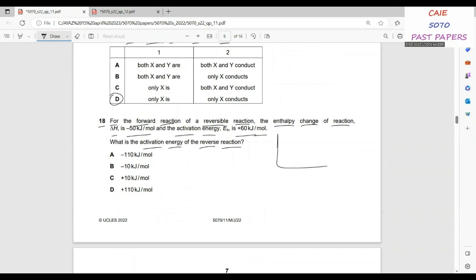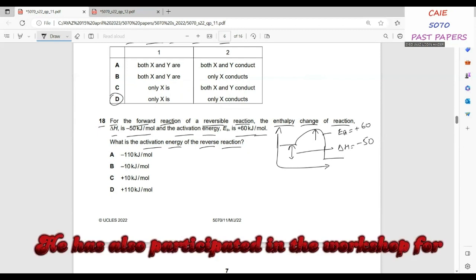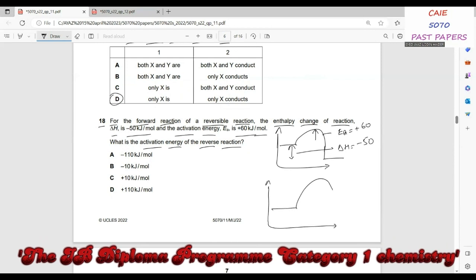So forward reaction, the enthalpy change for forward reaction will be this, and we have enthalpy change given, that is delta H is minus 50. What about activation energy? It's also given. EA is plus 60. The reverse of this reaction is endothermic. So the energy profile diagram will be like this. Product will be at high energy state. This time the activation energy will be this, and the enthalpy change will be this.